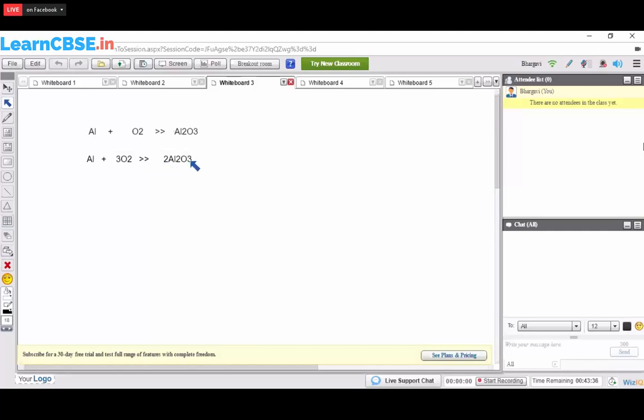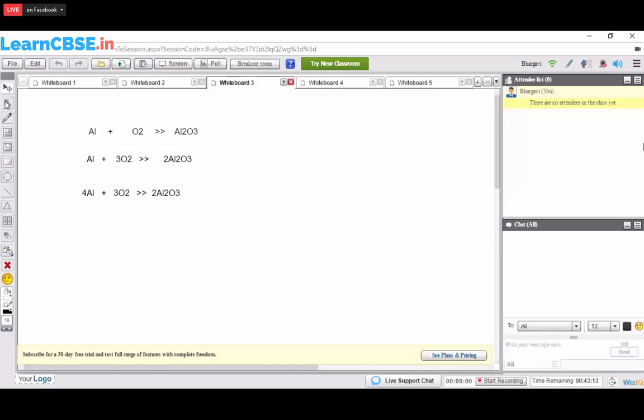So now then comes to the aluminium. Here it is 4 aluminium atoms, but here it is only 1. So we have to place the 4 in front of the Al. So 4 Al plus 3O2 gives 2 Al2O3.